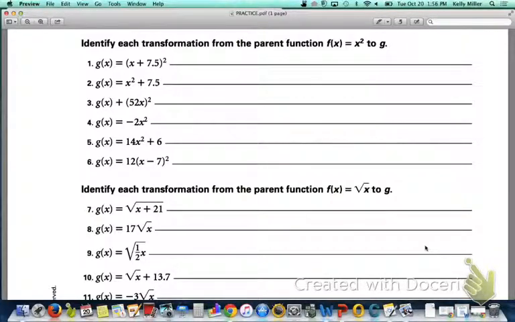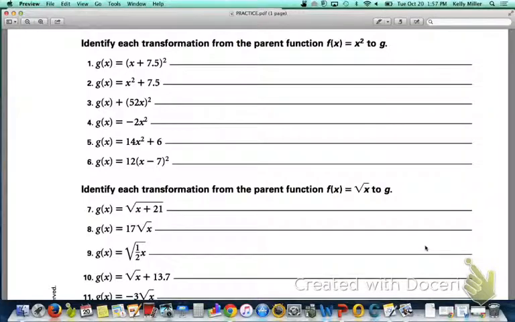All right, so now number 4, we've got 2 different things happening. We've got a negative, which means it's going to reflect over which axis? Reflect over the x-axis. And then if we ignore the negative and just focus on the 2, is that going to be a stretch or a compression? Think about the 2. It's going to be a stretch vertically. So we've got a vertical stretch.